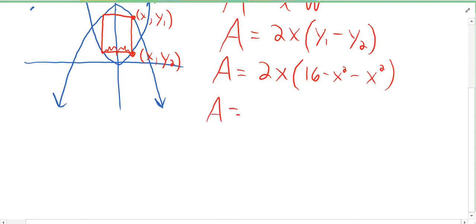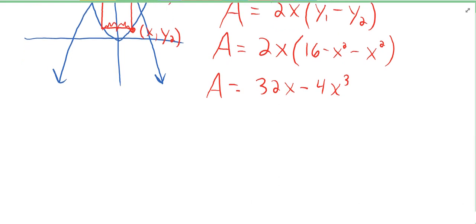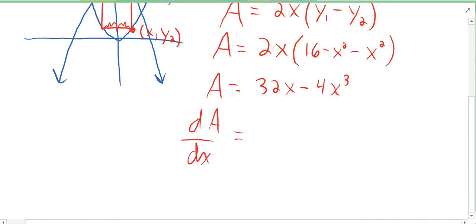So this is going to be 32x minus 4x cubed. Okay? So we got 32x minus 2x squared, that's right, 4x cubed. Okay, so we derive this, and we find the critical numbers. So dA/dx is going to be 32 minus 12x squared. And we need to know where that's 0.